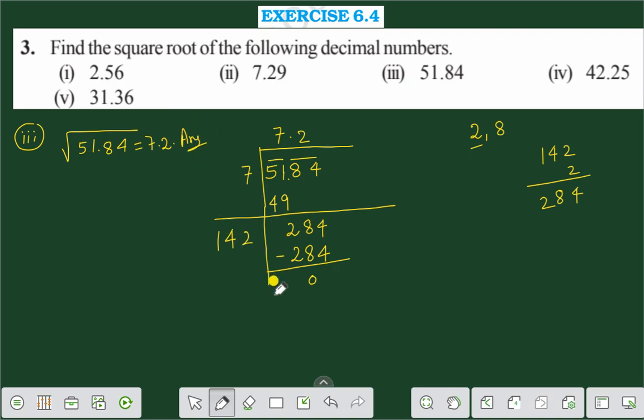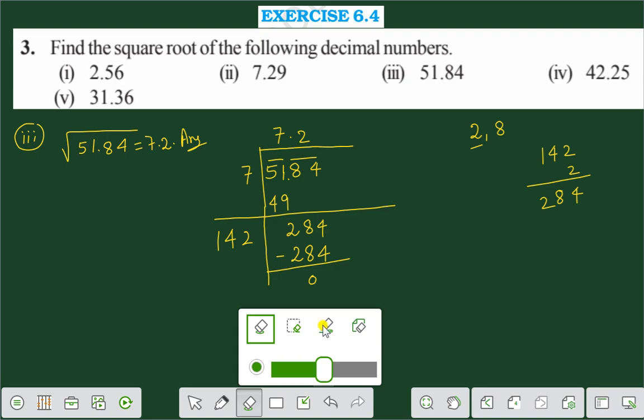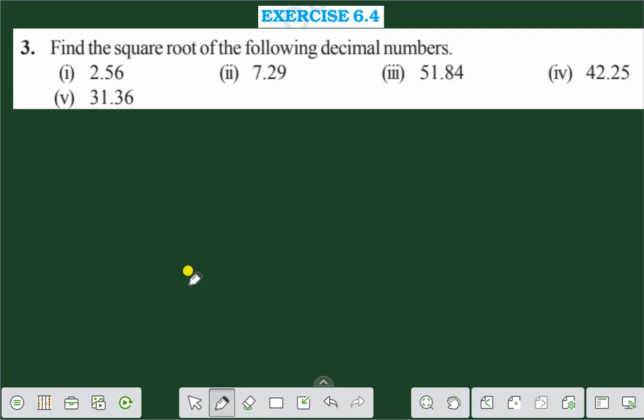This is question number 3. Now question number 4. Here you see is question number 4. You have to find the square root of 42.25. First write the number 42.25.